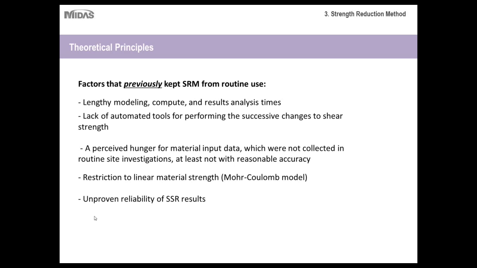And then the unproven reliability of shear strength reduction results. So this has been changing over time. More and more engineers have started to use the shear strength reduction method and compare it to limit equilibrium results, and they've been checking out. So now the shear strength reduction method is starting to get more credibility as it's being used more and as its results are lining up with those found through the limit equilibrium method.